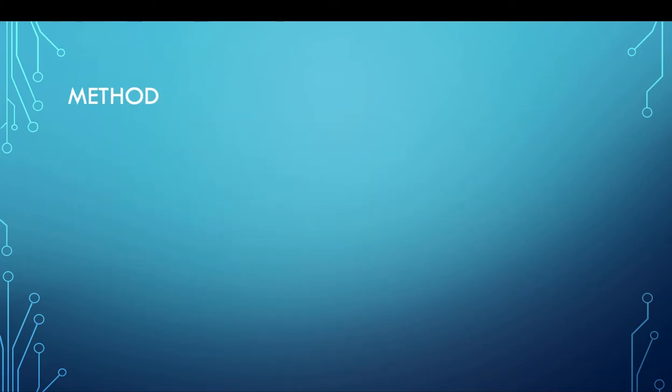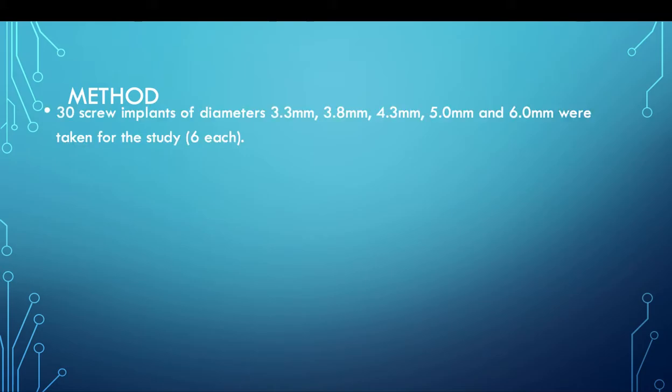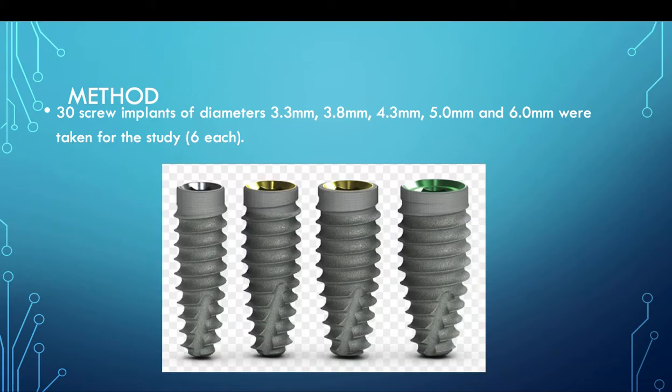Here is a brief description of the method. They took 30 screw implants of diameters 3.3, 3.8, 4.3, 5.0, and 6.0 millimeters, 6 screws of each diameter. This is a mere representation of different sized diameters.